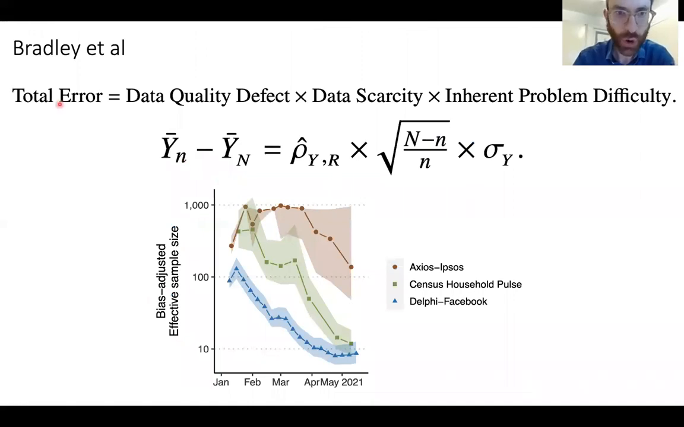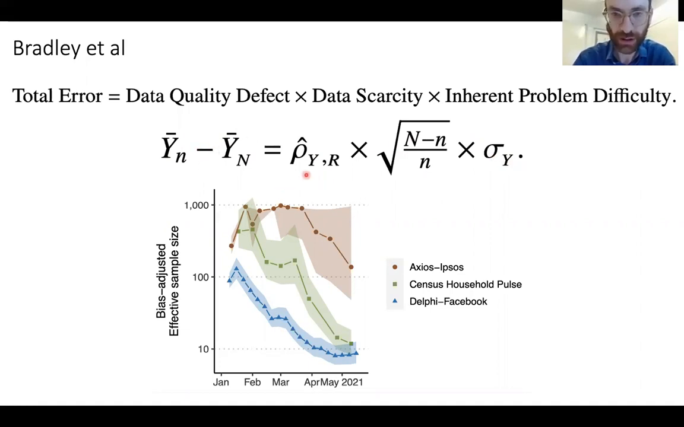decompose total error, the estimate that we have from the truth, from the benchmark, which we hope is the truth, but we do sensitivity analysis on that. We can decompose that into 3 terms: data quality, data quantity, and problem difficulty. So as data quality goes down, error goes up. As data quantity goes down, error goes up. As problem difficulty goes up, error goes up.